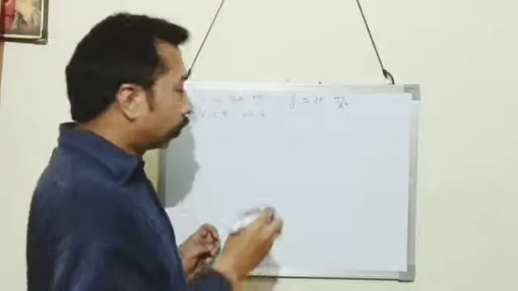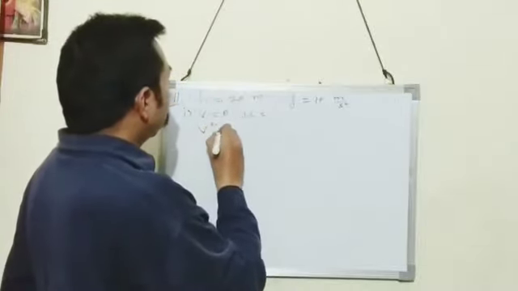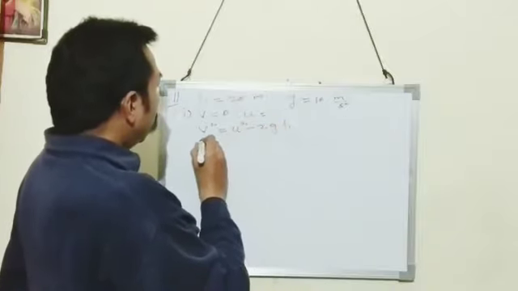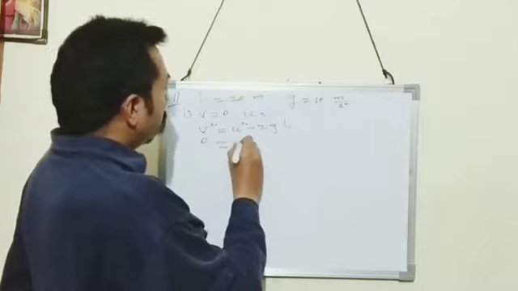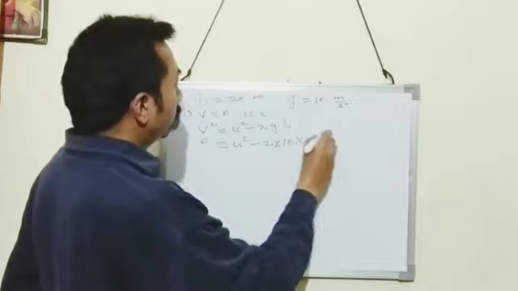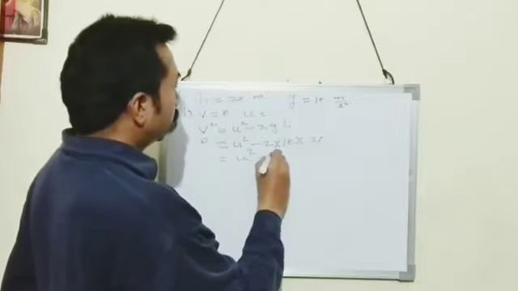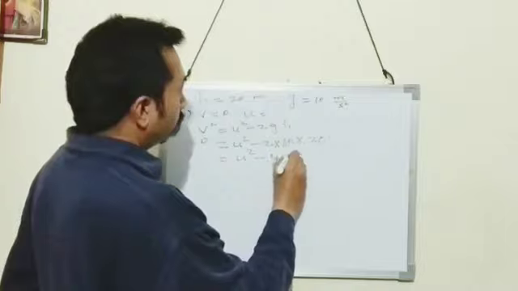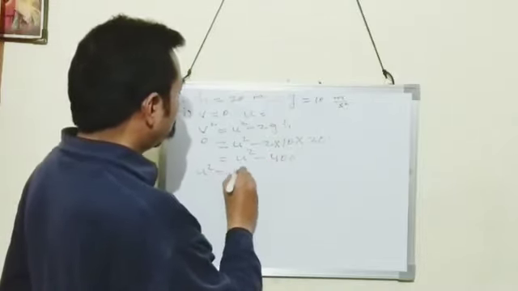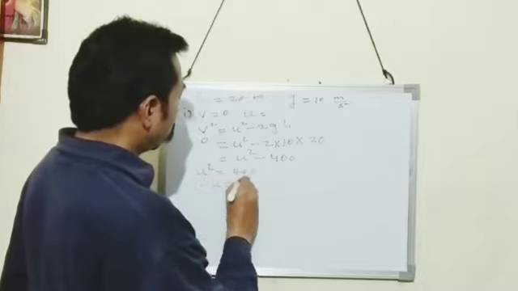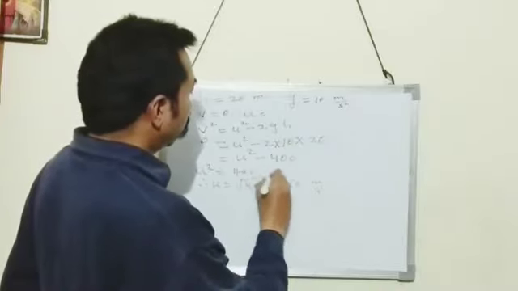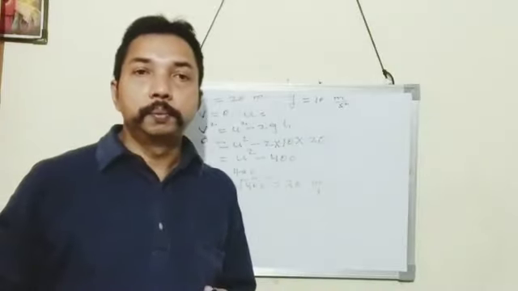These things are given, so we use this formula: v squared is equal to u squared minus 2gh. 0 equals u squared minus 2 into g, which is 10, into height, which is 20. u squared minus 400. Therefore u squared is equal to 400. u is equal to the square root of 400, which is equal to 20 meters per second. So the initial velocity is 20 meters per second.